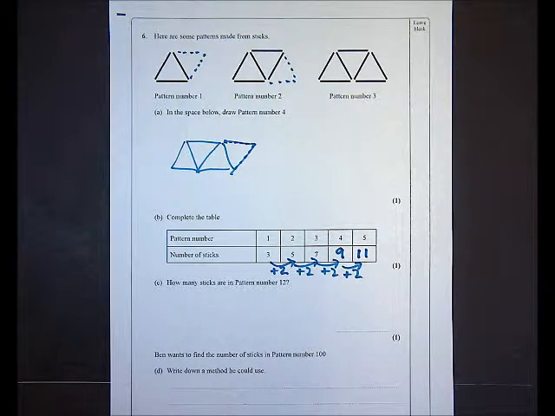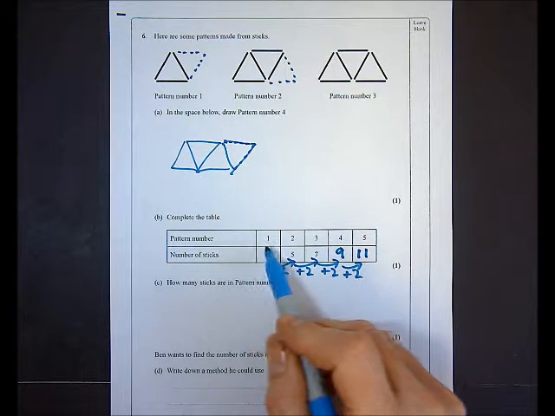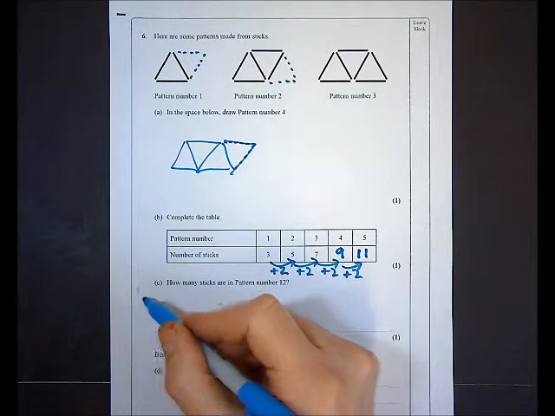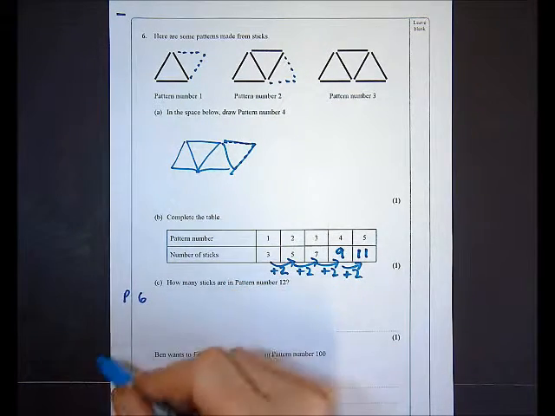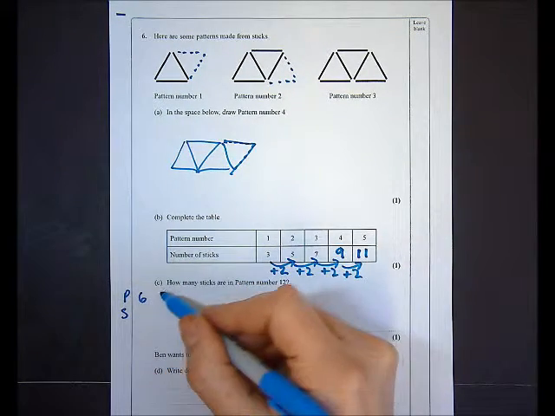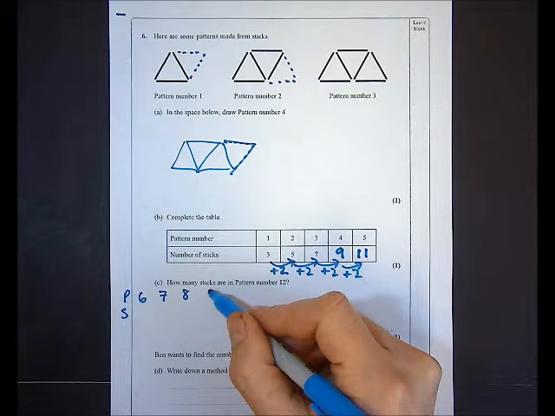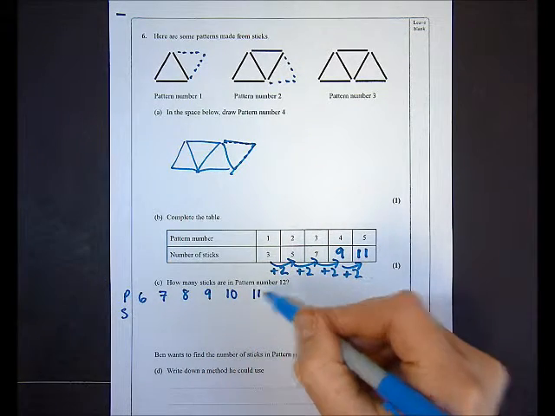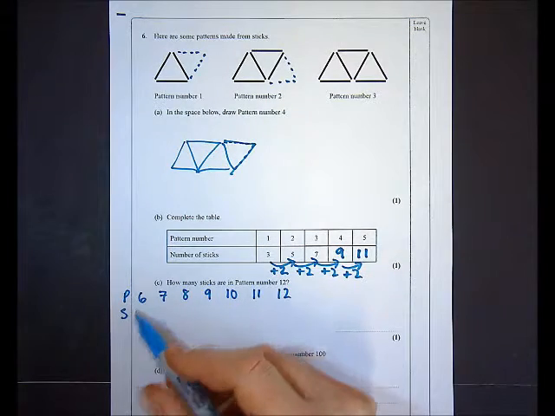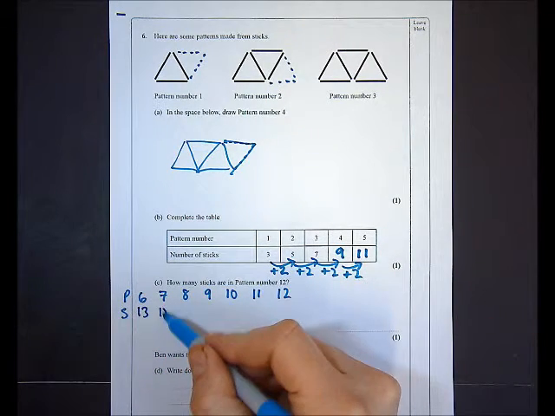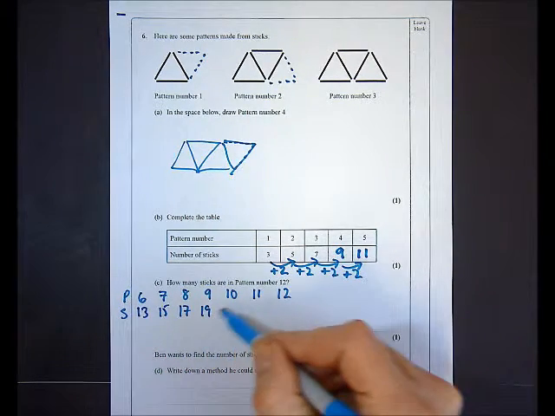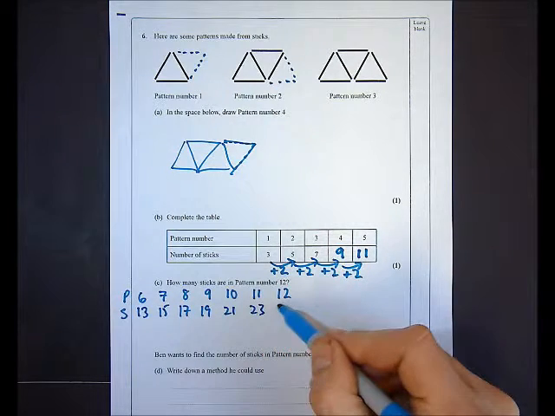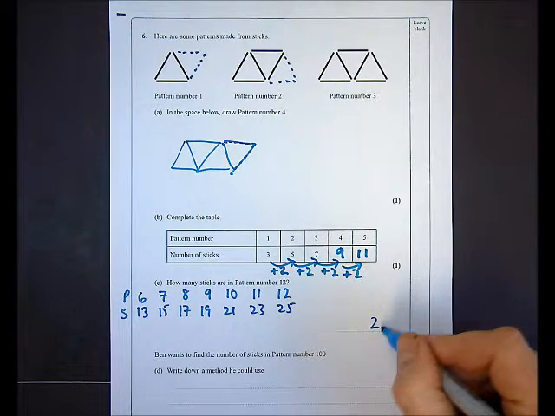I'm then asked to work out how many sticks for pattern number 12. A couple of options here. I can keep going from pattern 1 all the way up to pattern 12, and that's perfectly fine. So pattern 6 will be there, and that's going to be the number of sticks underneath for pattern 7, pattern 8, pattern 9, pattern 10, 11, and 12. And if I keep adding 2 on, I'm going to get 13, 15, 17, 19, 21, 23, and 25. So my answer is going to be 25 sticks.